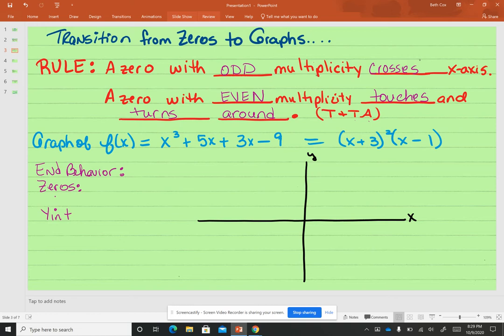So here's our problem that we looked at, and we're going to graph this. First of all, we look at our end behavior. Our leading coefficient tells us that it's a positive third degree, and so it's going to fall to the left and rise to the right. Then our zeros are -3 and 1. So here's -3, here's +1, and our y-intercept is -9.